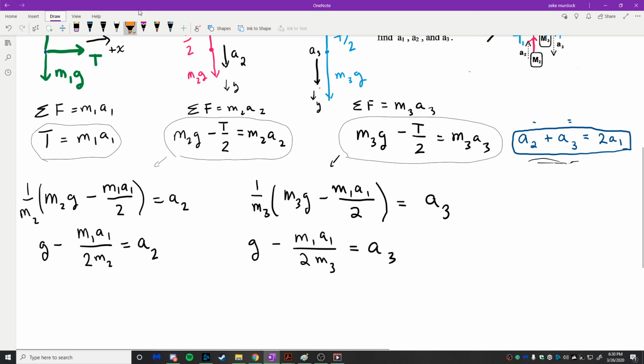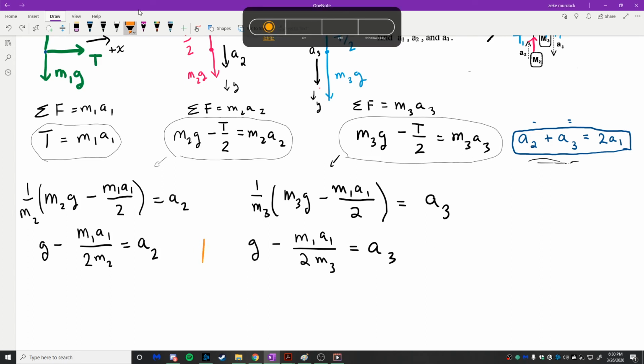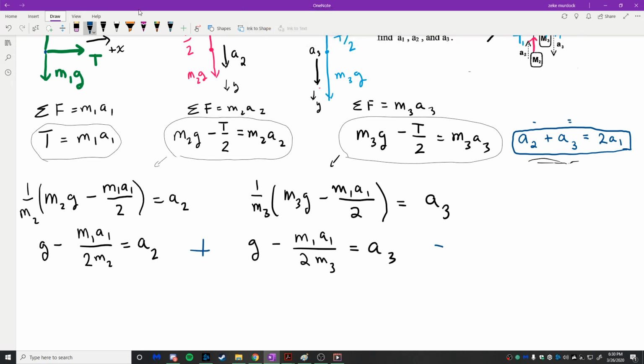So we're basically just going to do this plus this equals, oh, that looks bad with that marker. I should not use that marker. We're going to say this one plus this one is equal to 2A1, right? So this plus this is going to be 2G minus, we have M1A1 multiplied by both of these terms.